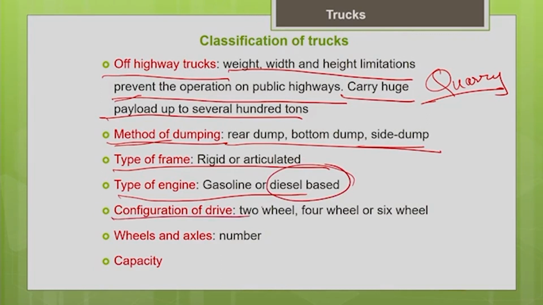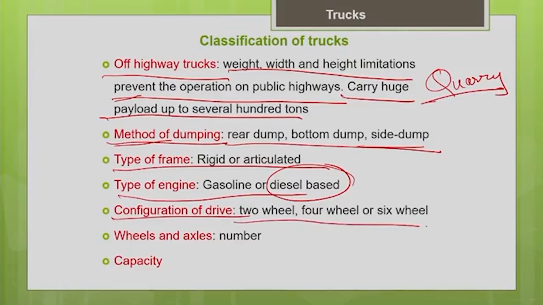Then, based upon the configuration of drive, which we have also discussed earlier, like how many axles are powered and the corresponding wheels being driving wheels, you can call it 2-wheel drive, 4-wheel drive or 6-wheel drive. Depending upon the number of wheels and number of axles in the truck you can also classify, and depending upon the capacity of the truck, that is the capacity of the dump body, you can classify the truck. So there are different means by which you can classify the truck.